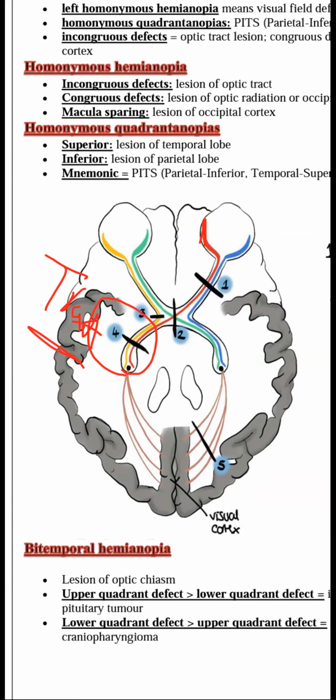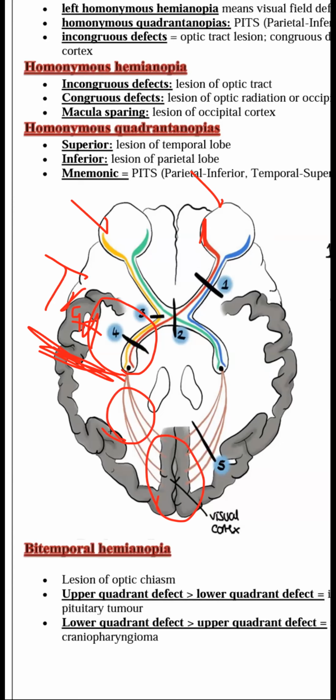Optic tract. Can you tell me? Optic tract is formed by nasal fibers of the contralateral side and temporal fibers of the ipsilateral side. And this question came before. This is the optic tract. After this optic tract, you have optic radiation and the occipital cortex, which is forming the visual cortex.